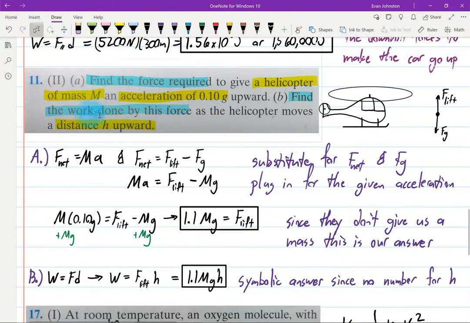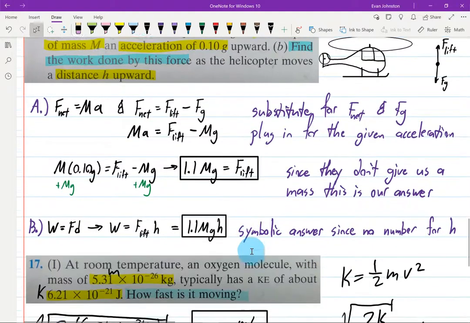Now, when we're trying to find the work done by this force, it's pretty easy. It says the helicopter moves some distance h upwards. Well, work is force times distance. We know the lift force, so I plug this in for the force, and the distance they call h. So I just have 1.1 mgh. So you could have any massive helicopter and any height, and you could then just plug in the numbers and find out how many joules of work it would actually take.